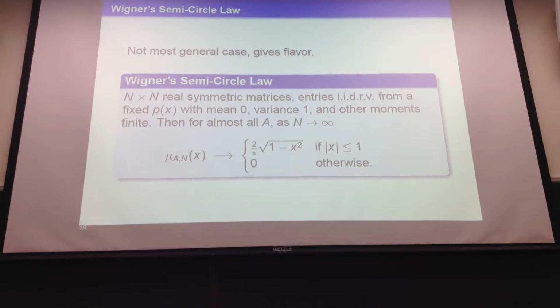If you have n by n real symmetric matrices, with independent, identically distributed entries coming from a fixed distribution, mean 0, variance 1, other moments finite, then for almost all a, as n tends to infinity, the probability of normalized eigenvalues is just given by integrating the semicircle measure from a to b.